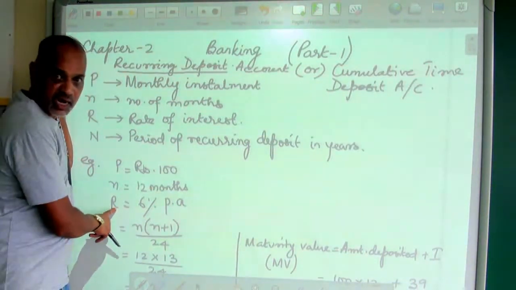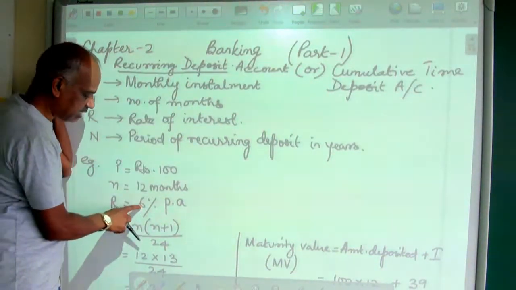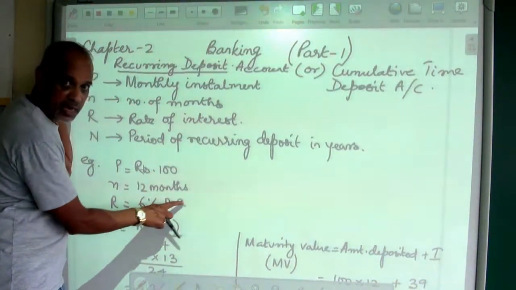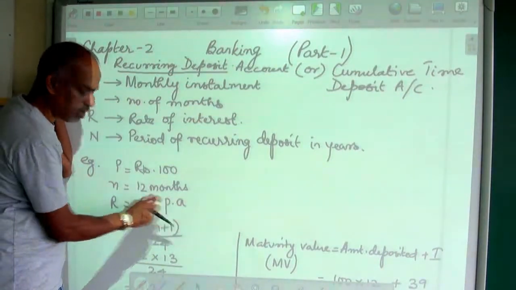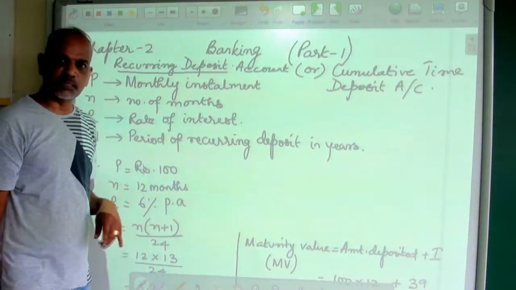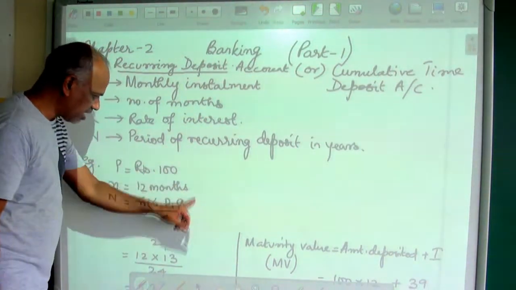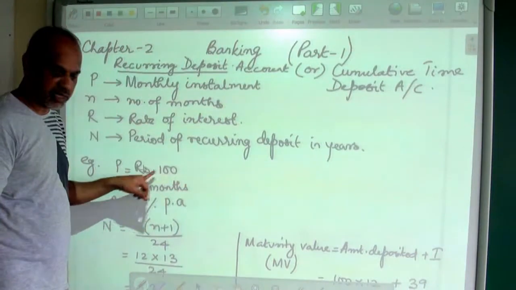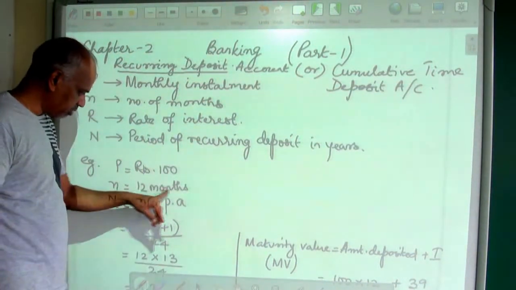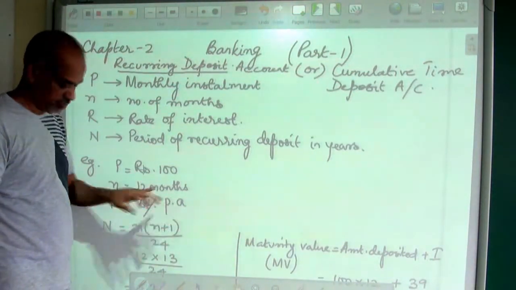And imagine the rate at which the bank is paying you on the recurring deposit is 6% PA, which stands for per annum, meaning for the complete year the rate is 6%. Now, these are the details that you know. The principal, every month deposit, is 100. The time for which you are going to hold this account is 12 months. And the rate paid by the bank is 6% per annum.